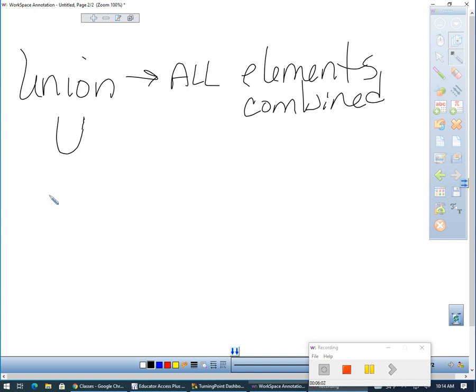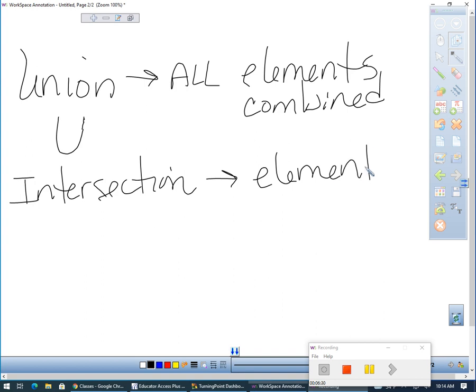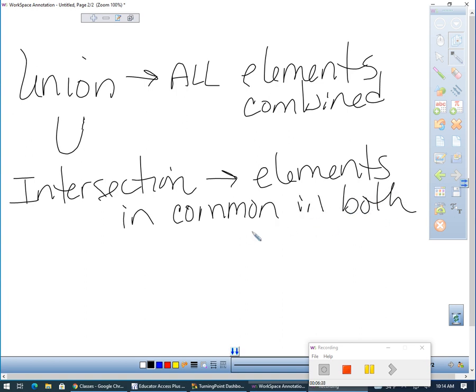The second thing I want to talk about is intersection. The intersection is elements in common in both sets. The notation for an intersection is an upside down U. That means intersection. What is happening in both of them? Okay?